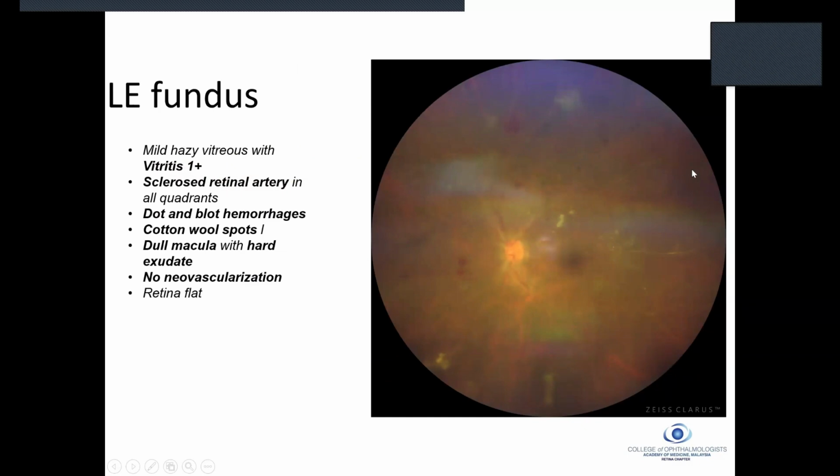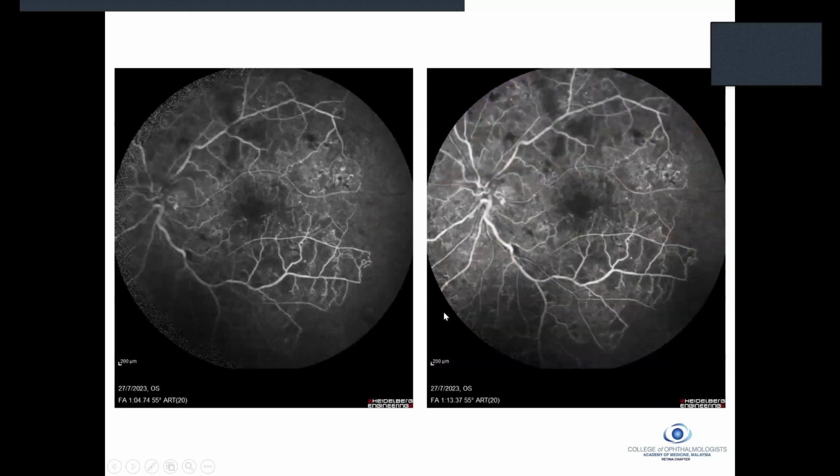But what is otherwise observed here is the sclerosed vessels that can be seen moving out to the periphery. All the dot and blot hemorrhages appear to fit with the diabetic retinopathy, but he's also got these cotton wool spots. Sure, the macula is dull with some hard exudates, and OCT will show macular edema, but it's written no obvious retinal neovascularization. But when we do the fluorescein angiogram, this is what we see.